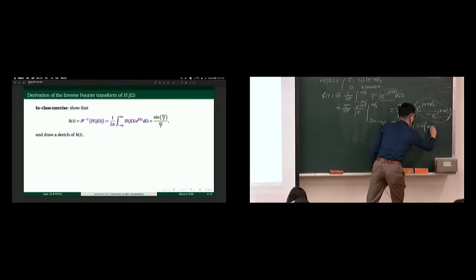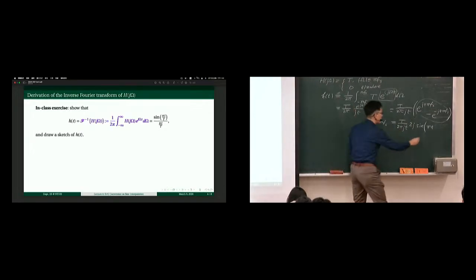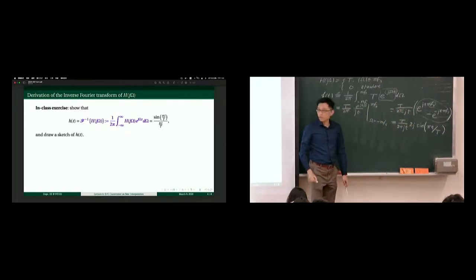Pi t fs. Okay. But what is fs? Sampling frequency is 1 over big T. Right? Sampling frequency is 1 over big T. So that's why this fs is 1 over big T. So things are coming together finally. Yeah? Do we have everything together?